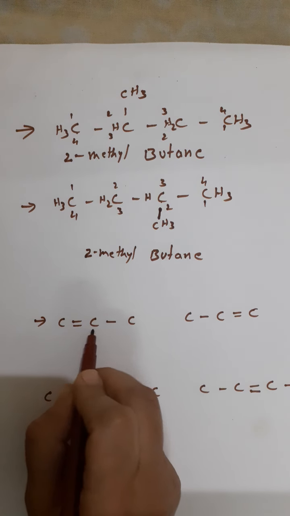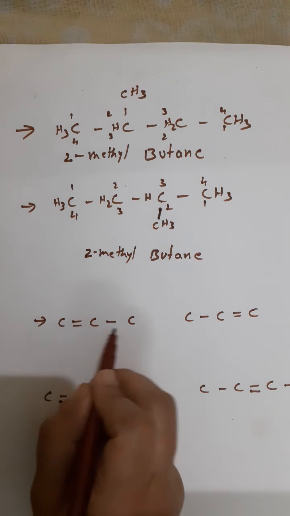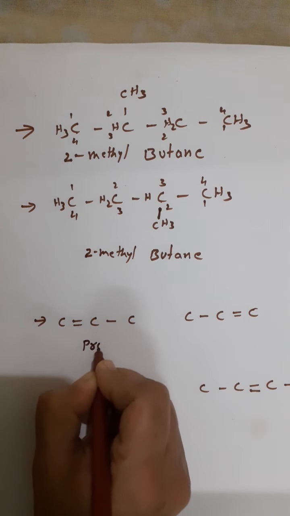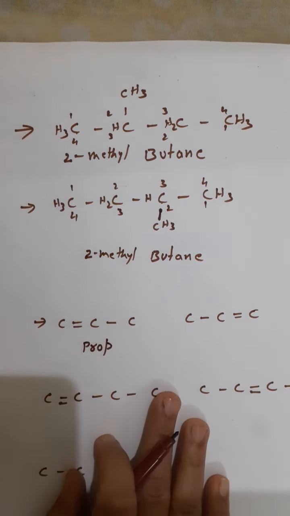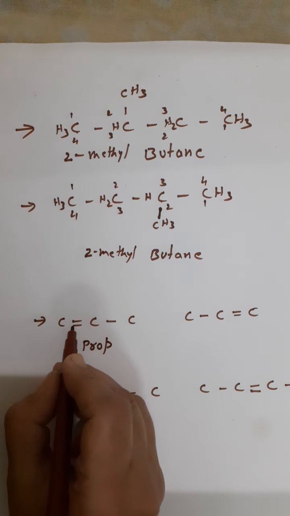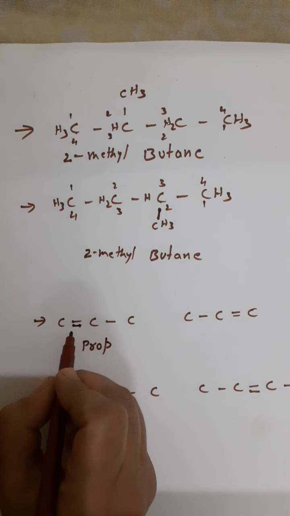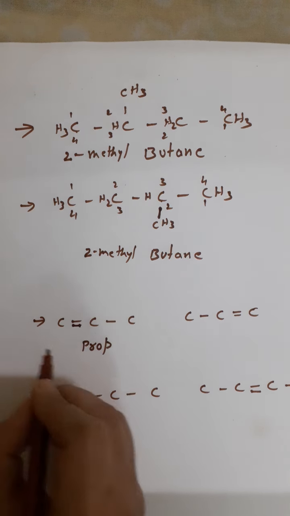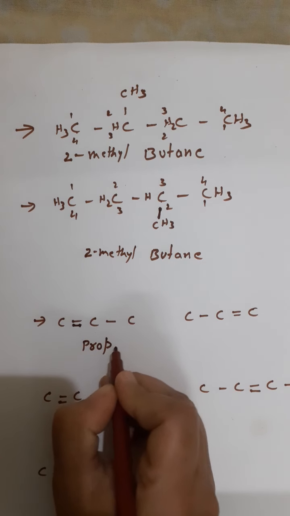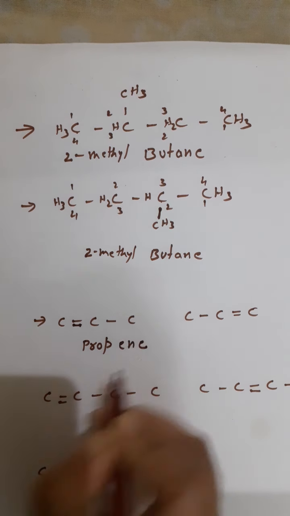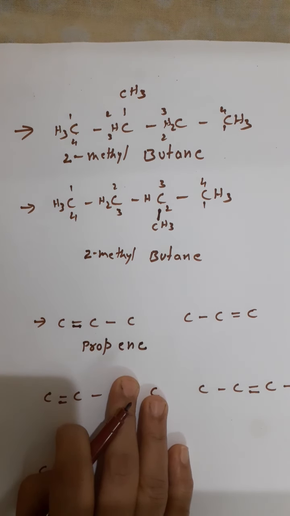Parent hydrocarbon. So how many carbons here? 3. So that means the root is prop. So 3 carbon is called as what? A prop. Now, can I name it as an alkane? No. Why? Because I have one double bond. So remember, double bond is an ene group. So now I have to name it as what? A prop plus ene. So the suffix ane is substituted by what? A ene, propene.